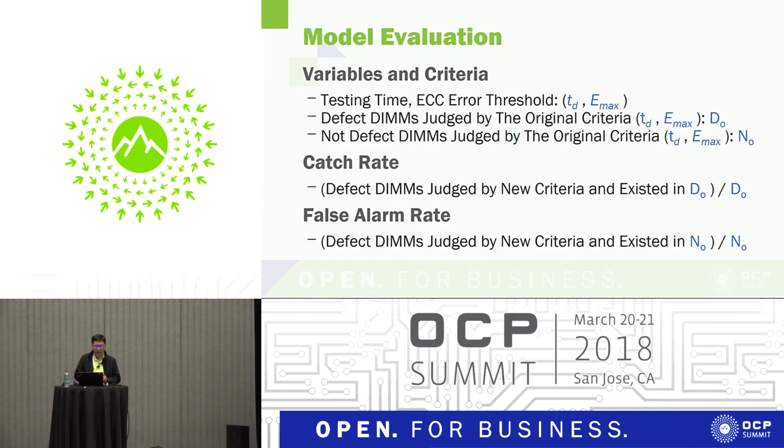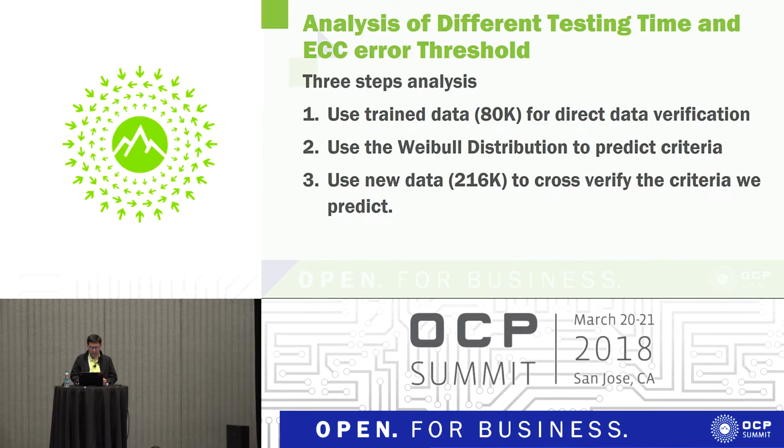Catch rate means you have original data you get by the old rule. Then we change the rule. The new data divided by the old data is the catch rate. Okay, and the false alarm: there's a good one, and the good one will be recognized as the bad one by the new criteria. So after that, 3 steps of analysis.